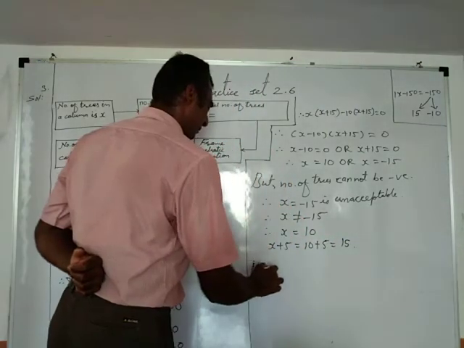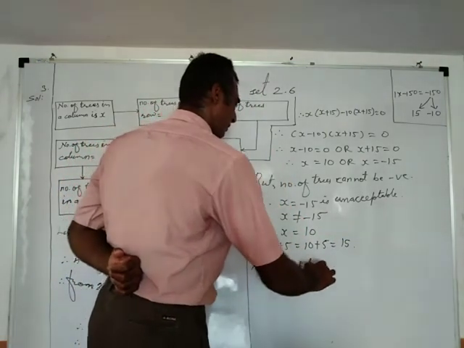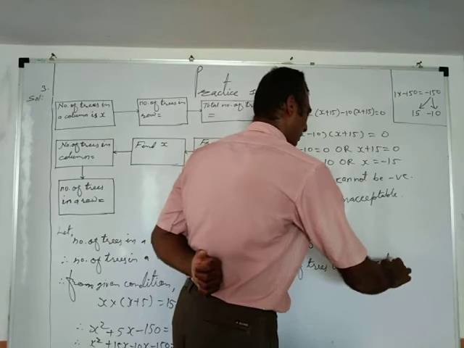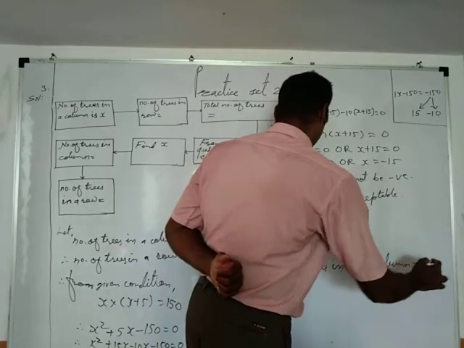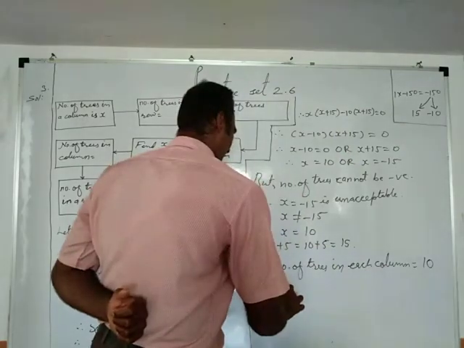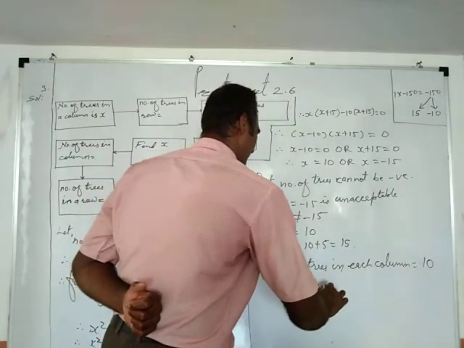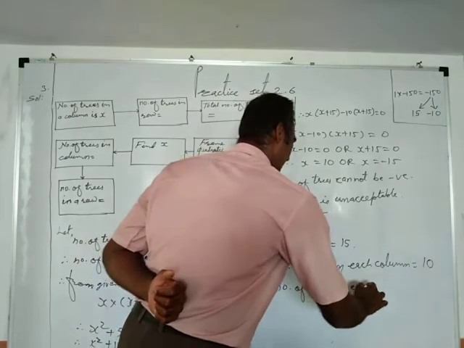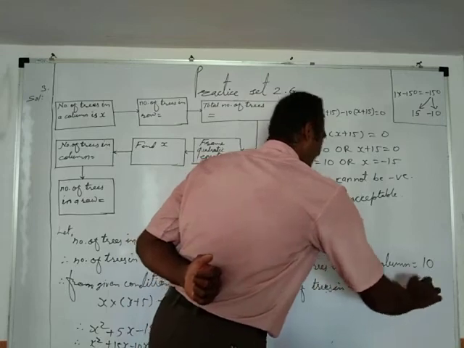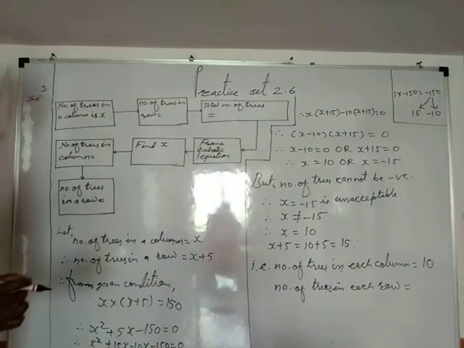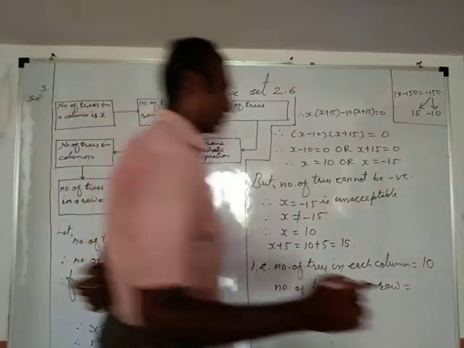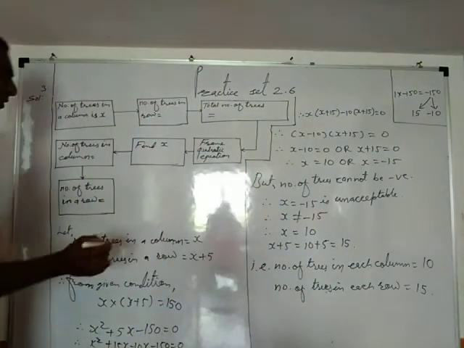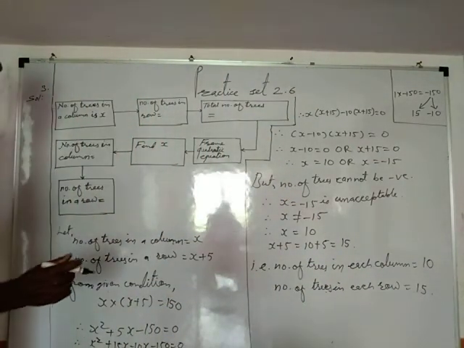That is, the number of trees in each column equals x, which means 10, and the number of trees in each row is 5 more than the number of trees in each column, which means 10 plus 5, that is 15. Now let's put all these points in an activity to complete that activity.